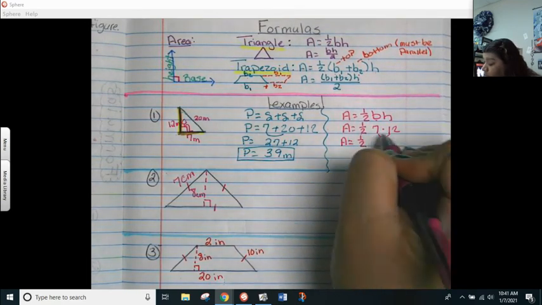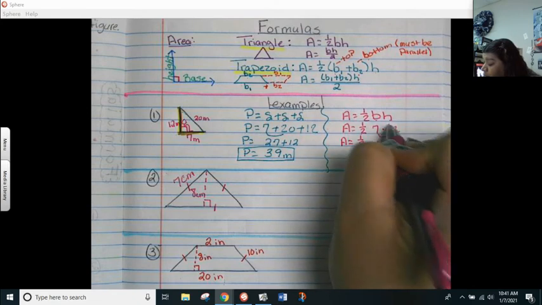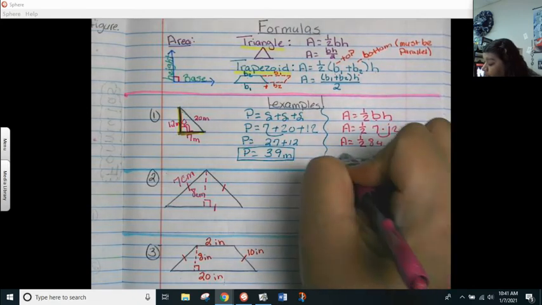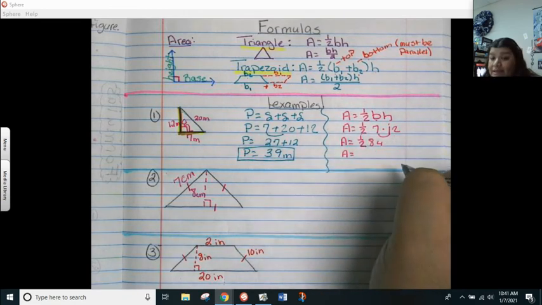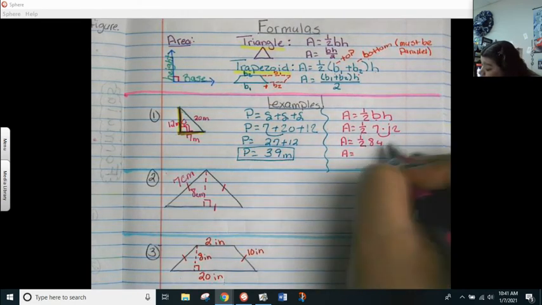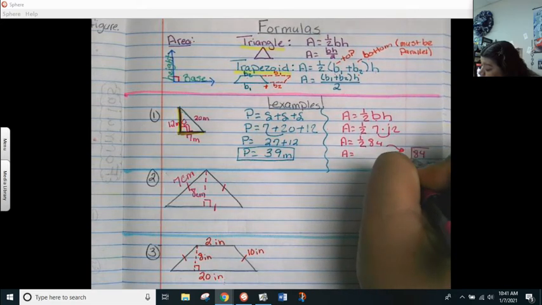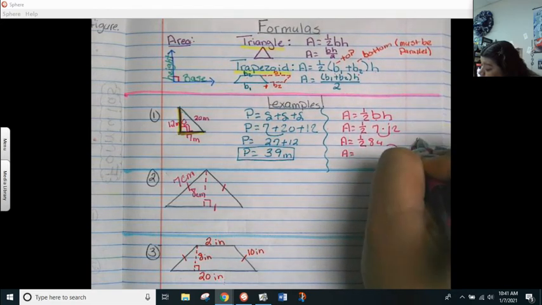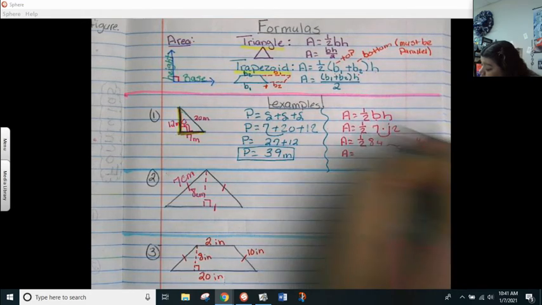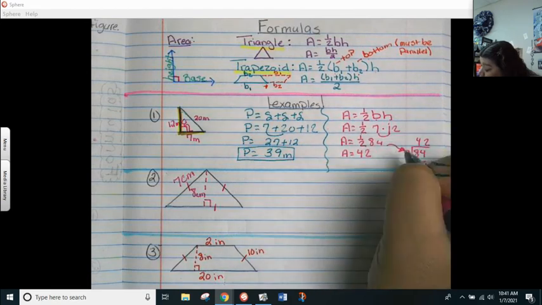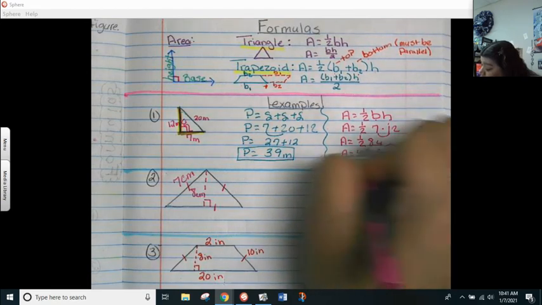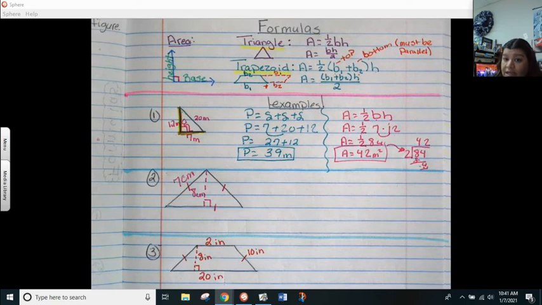So I'm going to do 7 times 12. That gives me 84. And then remember, half of 84 means to divide by 2. So I'm going to show you over here what to do. 84 divided by 2, that's 42. So the area is 42 meters squared. And if this was a multiple choice question on a test, I guarantee you that 84 is going to be there waiting for you to bubble it in.